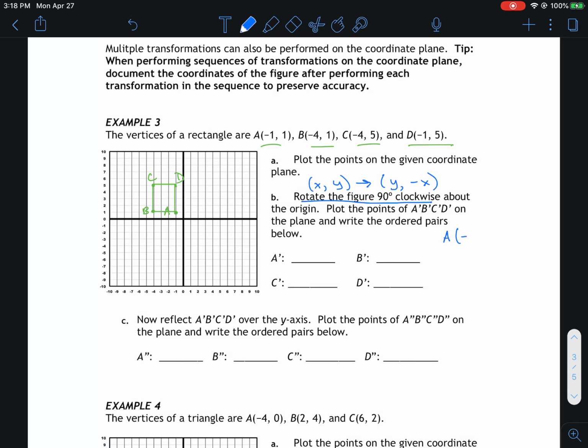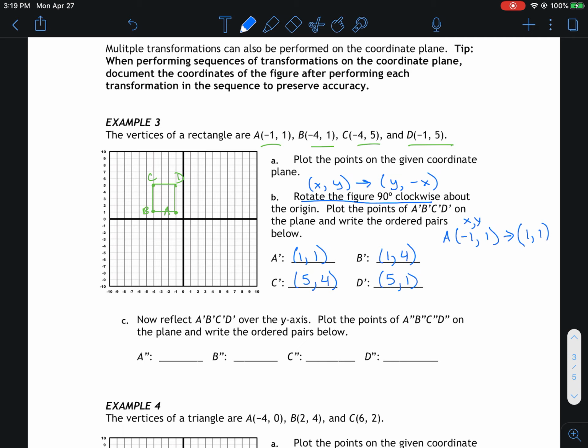So if I want to do that for letter A here, my original is (-1, +1). And this is my x, this is my y. So what I need to do is my x becomes the opposite. So instead of -1, it becomes +1, and then they flip spots. So that means it's actually (1, 1) for my letter A here. For letter B, it's going to be (1, +4). For letter C, it's going to be (5, +4). And for letter D, it is going to be (5, +1).